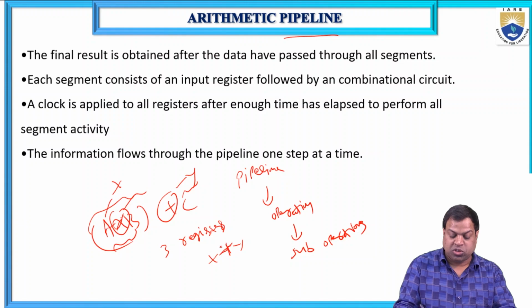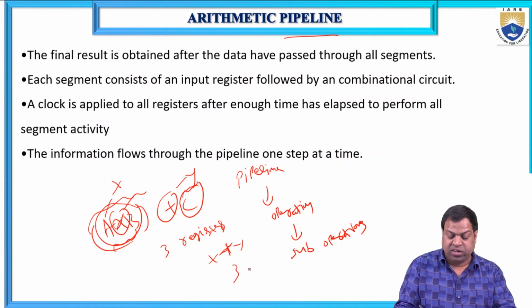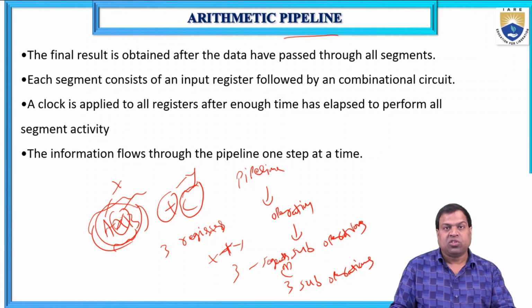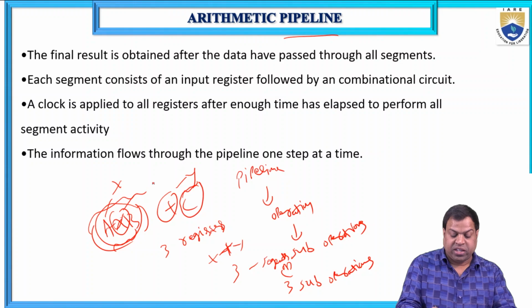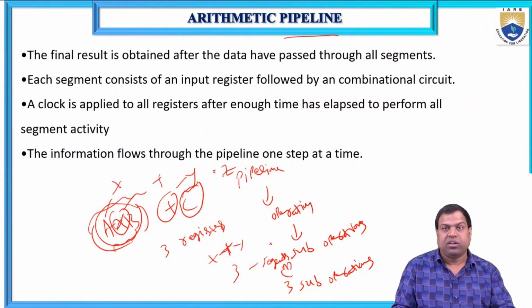So how many sub-operations do we need? A into B is one operation, taking C as a variable is another operation, and when adding, after getting the A into B result, this result value is added to C. So we need 3 segments or 3 sub-operations. What is the final result? I get X plus Y equal to Z. So Z is the final result obtained after the data have passed through all segments.